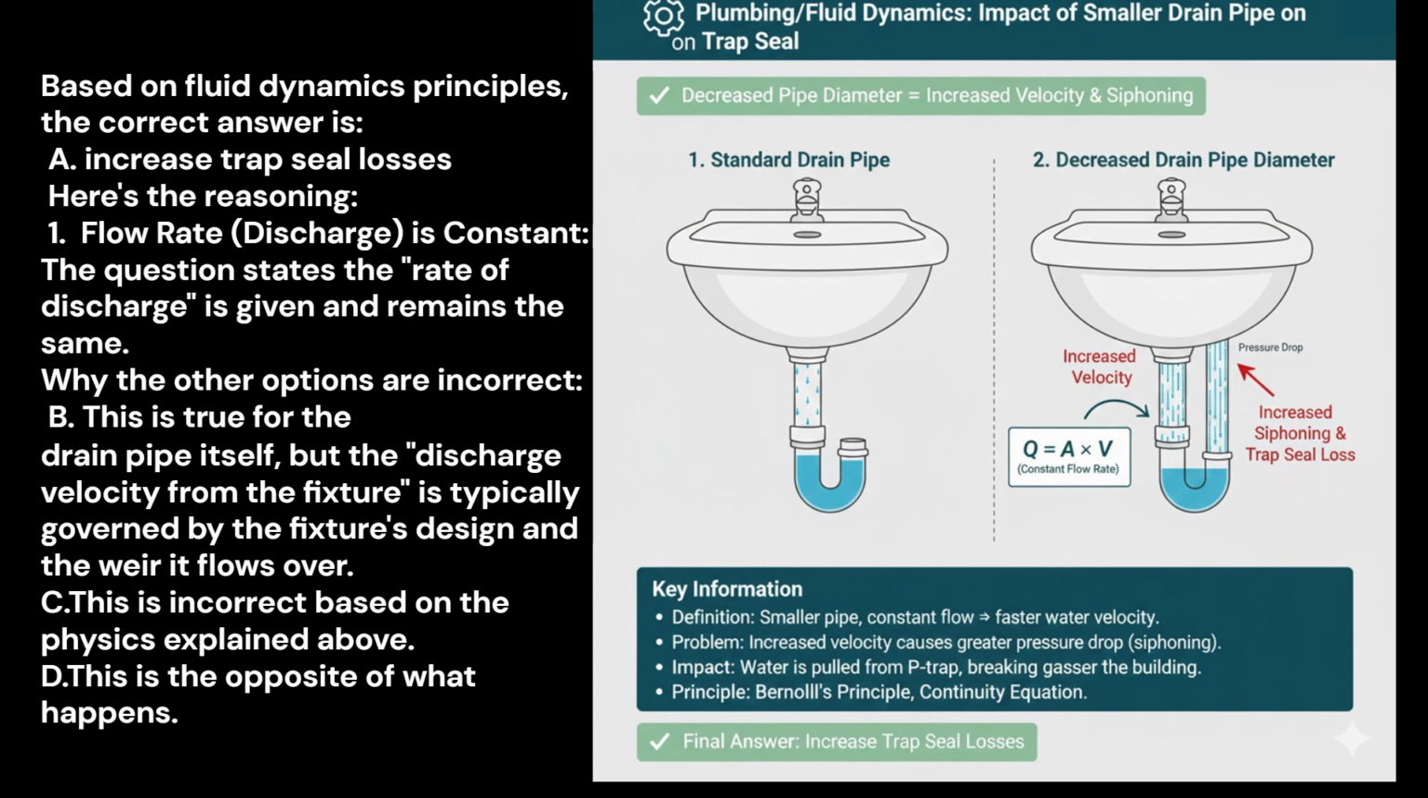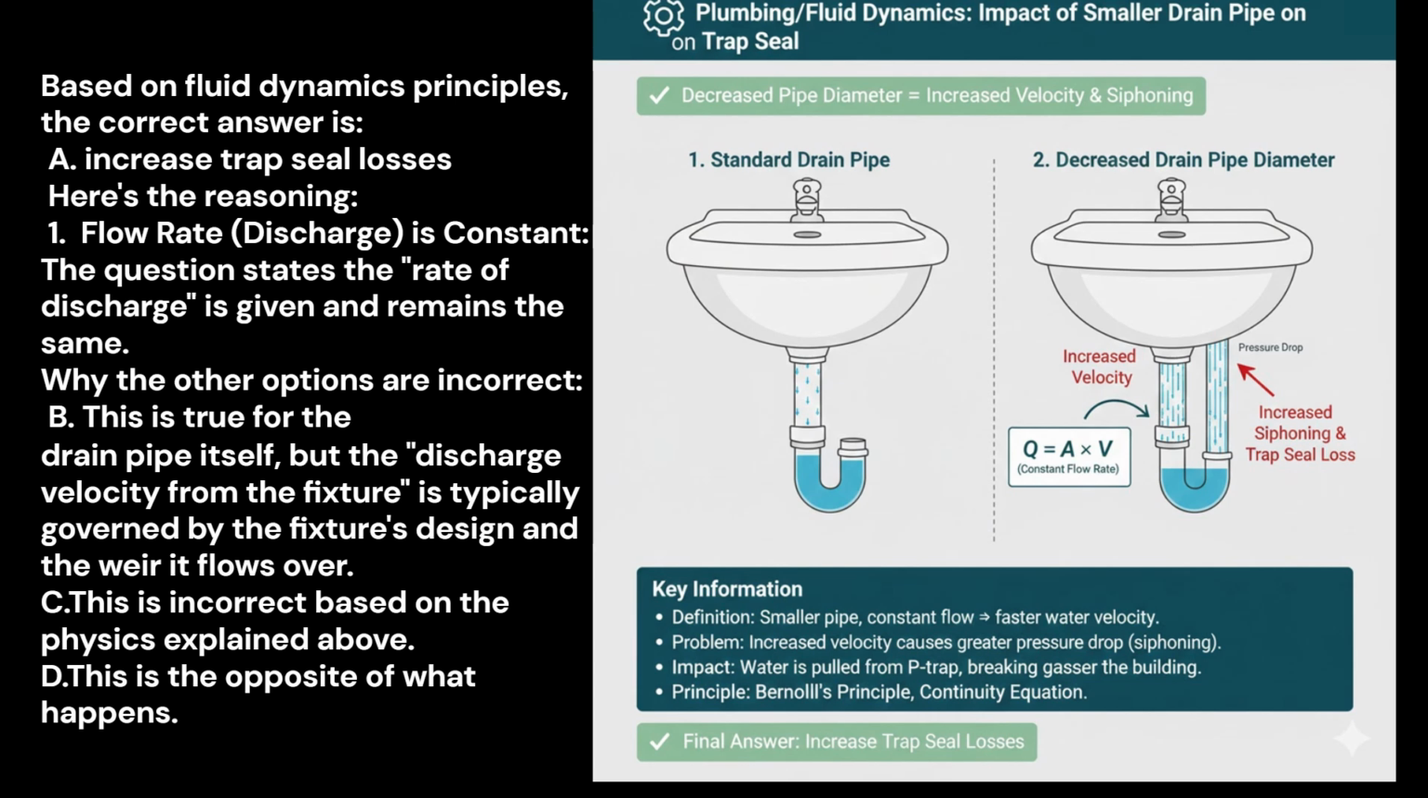Why the other options are incorrect? B. Increase the water discharge velocity from the fixture. This is true for the drain pipe itself, but the discharge velocity from the fixture is typically governed by the fixture's design and the weir it flows over, not directly by the downstream pipe size in the context of this question. The primary and direct negative effect of the smaller pipe is the increased trap seal loss.